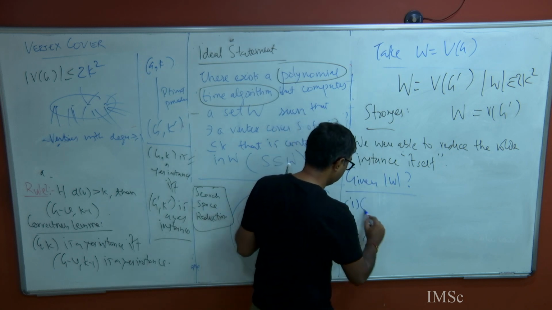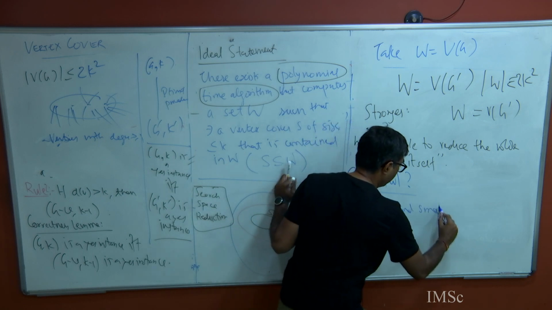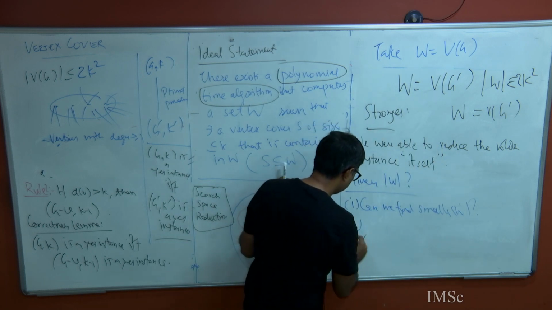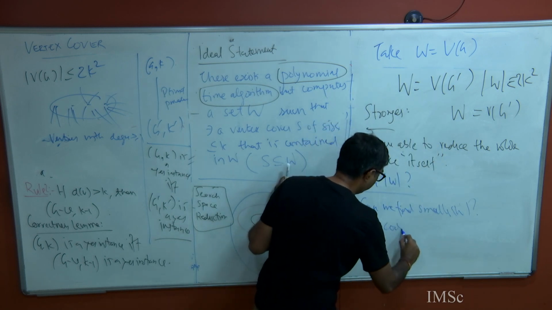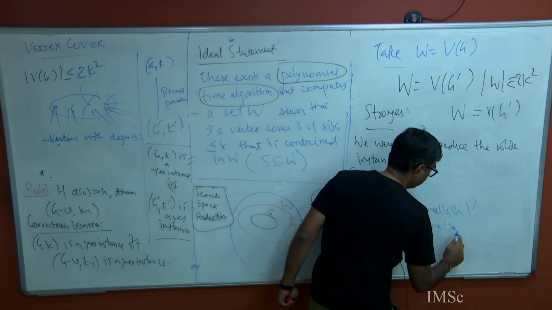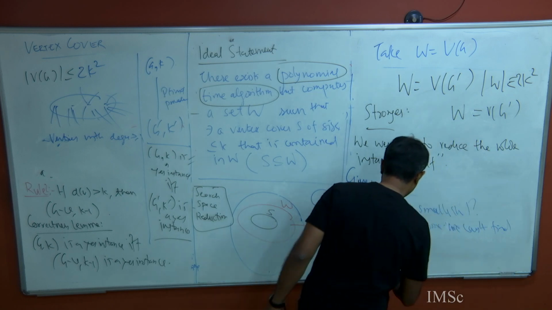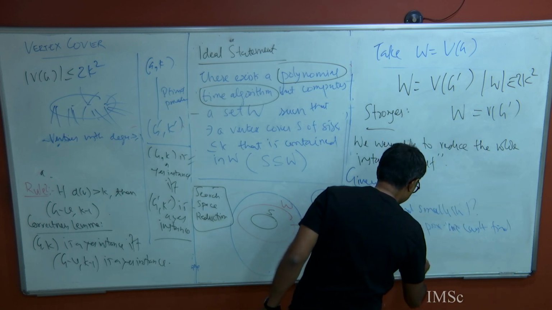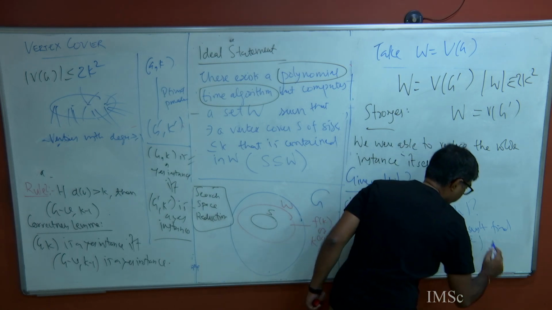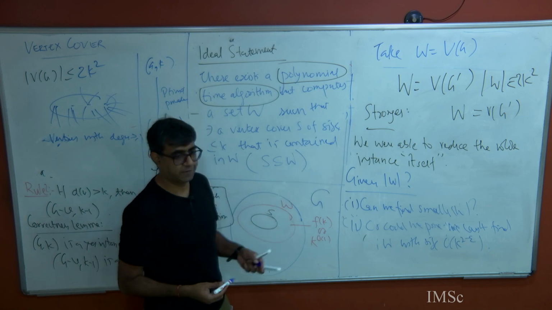Can we find a smaller W? Or could we prove that we can't find W with size of order k squared minus epsilon? I mean, this is like, because you already found k square.